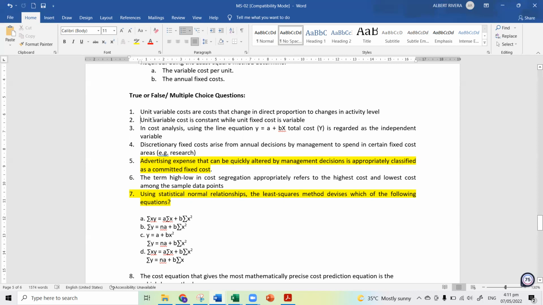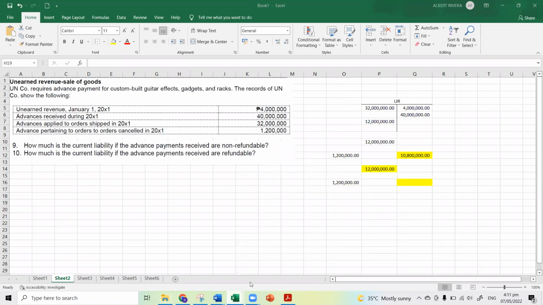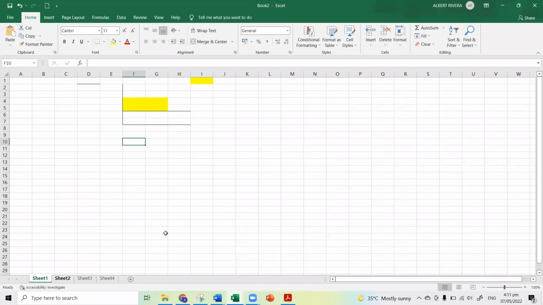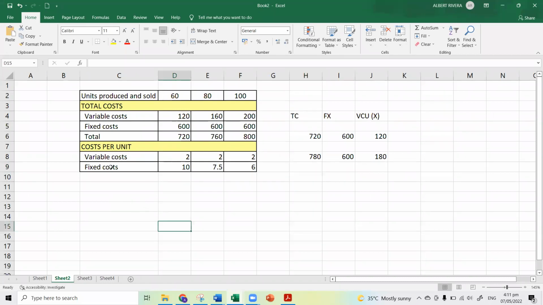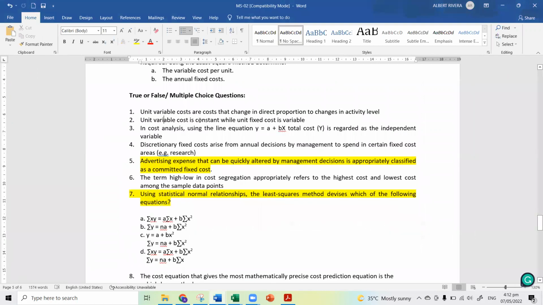Isa-isayin natin ha. Unit variable, this is the variable cost per unit is constant while the fixed cost per unit is variable. Dito tayo. Balik tayo sa table. Okay? Ang pinag-uusapan class is the unit variable cost and the unit fixed cost. Ito yung pinag-uusapan. Okay? Nakita na? Variable cost per unit and the fixed cost per unit. Balik tayo sa word file. Game. Unit variable cost is constant while the fixed cost per unit is variable. Repose your answer, true or false.